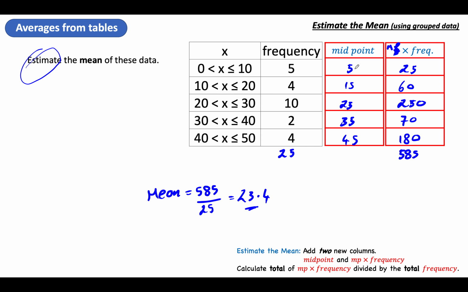Well, there's this important step, the midpoint. Because we don't know exactly what each one is, we're presuming that it's going to even out, that they've all got kind of value of the midpoint. That's why it's an estimate. It's not going to be exactly right. To do that, I'd have to actually know what their exact value was and add that all up. But I don't, which is why it's estimate the mean. Just remember, if you see estimate the mean, you're going to add 2 new columns.